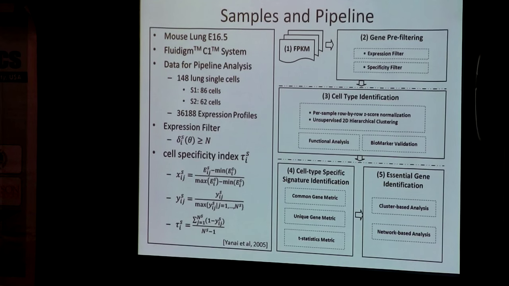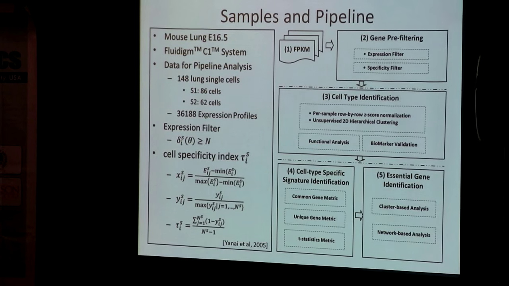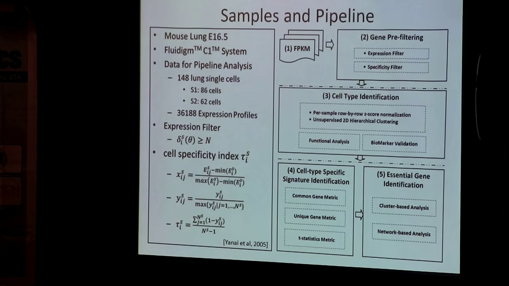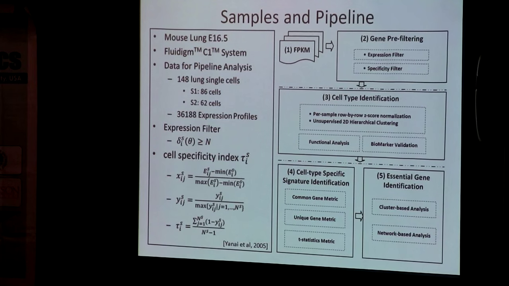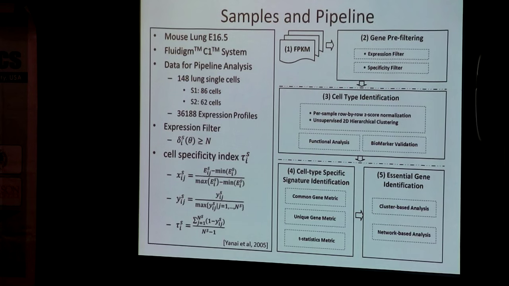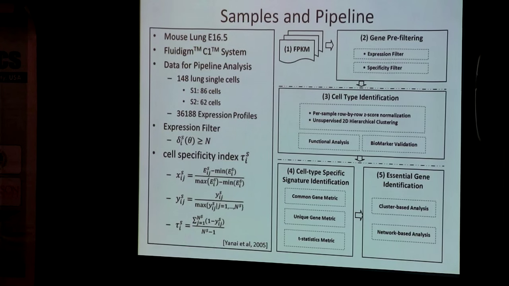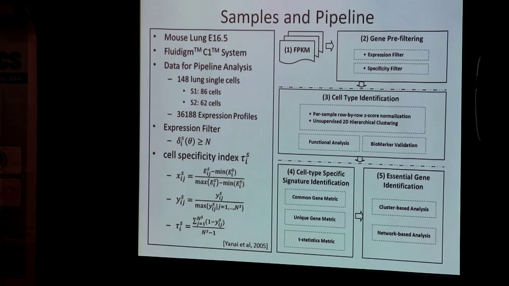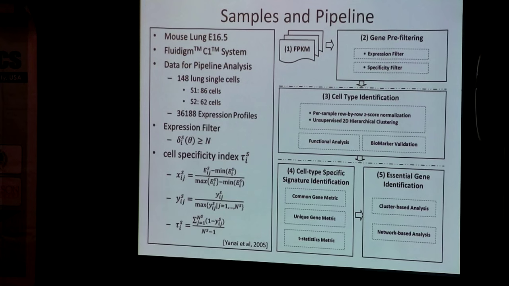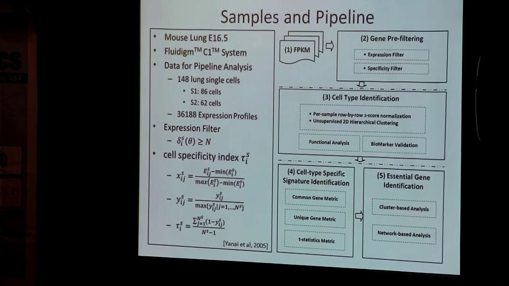The fourth component is cell type specific signature identification. For this, we use a logistic regression model to integrate common genes, which are defined as genes commonly expressed in the cell type; unique genes, which are genes selectively expressed in the cell type; and the t-statistic, which is the group mean comparison of this particular cell type with all other cell types. Once you have the specific defined cell type, we construct a transcriptional network for each cell type. And then we predict the hubs, which we think are the potential driving force to determine the cell fate.